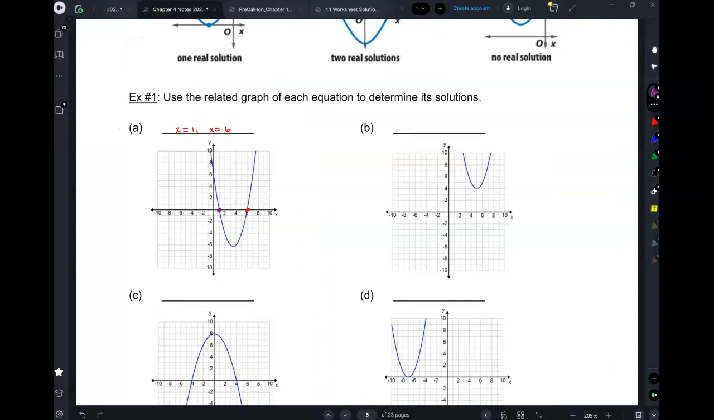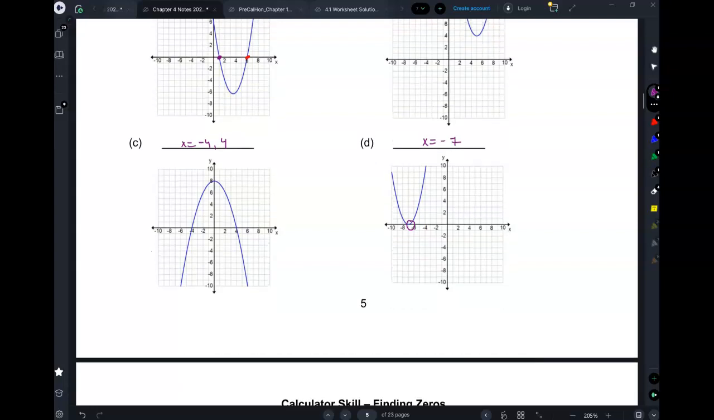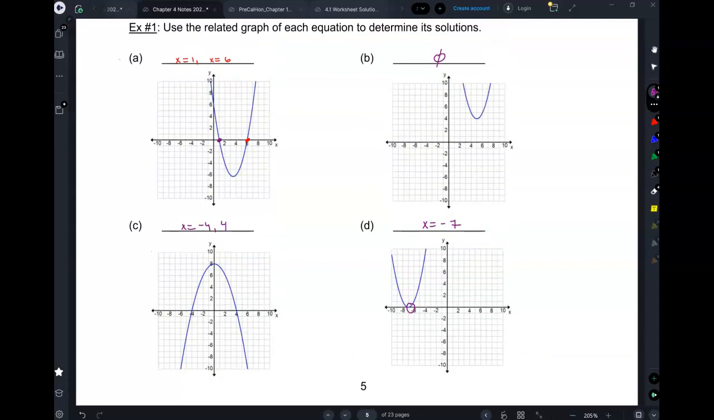What about this one? What's the solution there? There is no solution. What about this one? What are the solutions? X equals -4 and +4. And then for this one, it's just x equals -7. Okay?